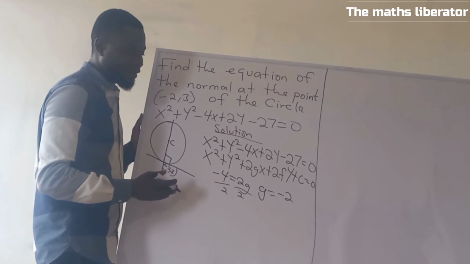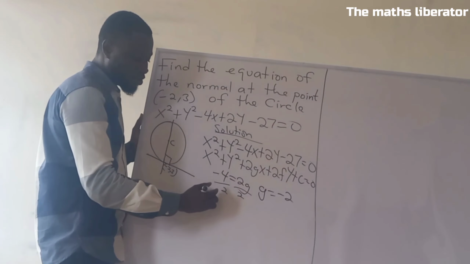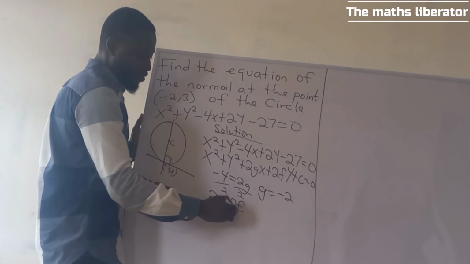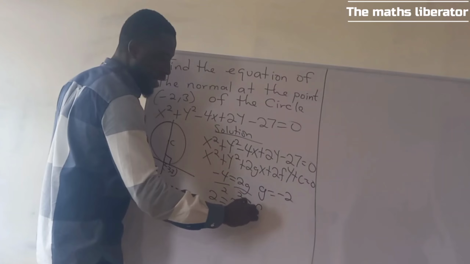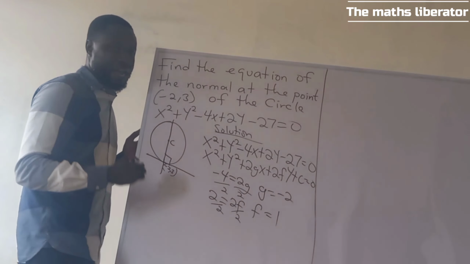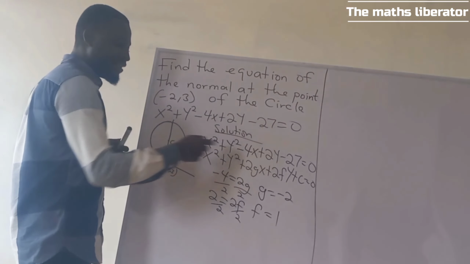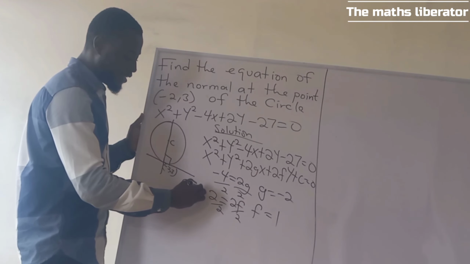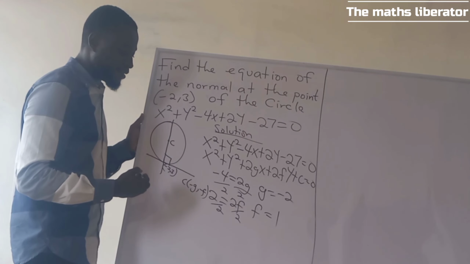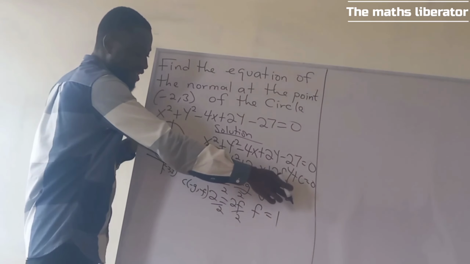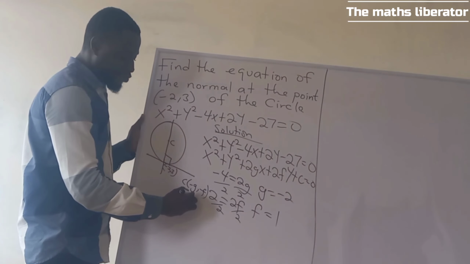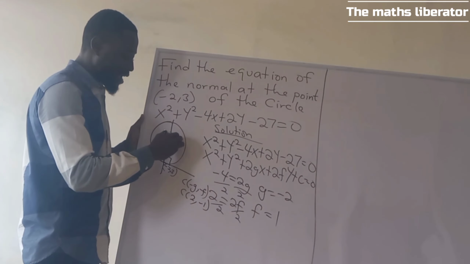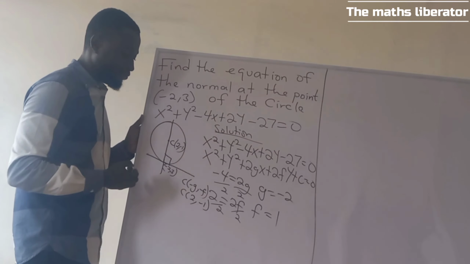Now the coefficient of y. We are going to equate it. So 2 equals 2f. You divide by 2, you divide by 2. My f therefore is 1. And remember, to get the center of the circle, we have to negate the g and negate the f, because the center is in the form -g, -f. So when I negate the g, I get 2. When I negate the 1, I get -1. So the center is 2, -1.